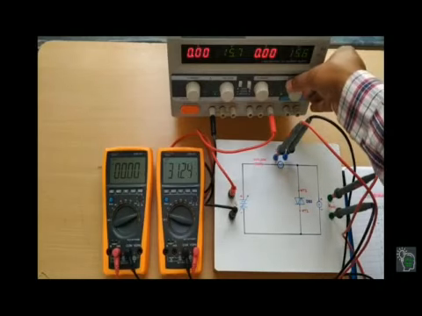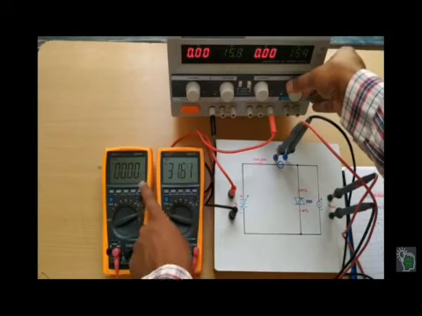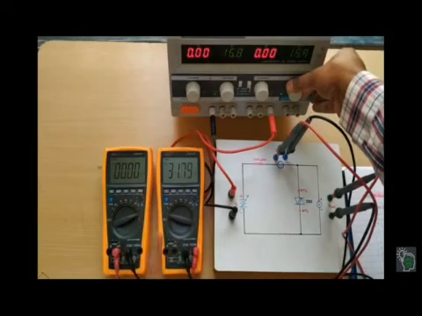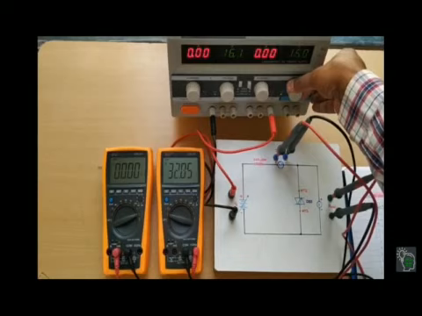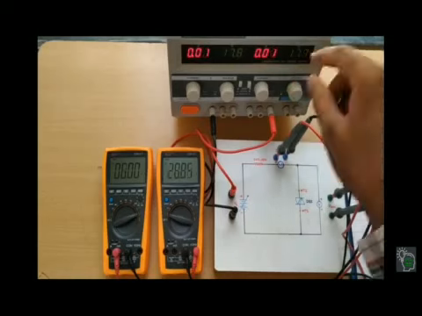Now we are increasing the voltage slowly, because between 32 and 36 volt the Diac will be triggered. So we are increasing the voltage slowly. 34, 34.4, 35 volt.